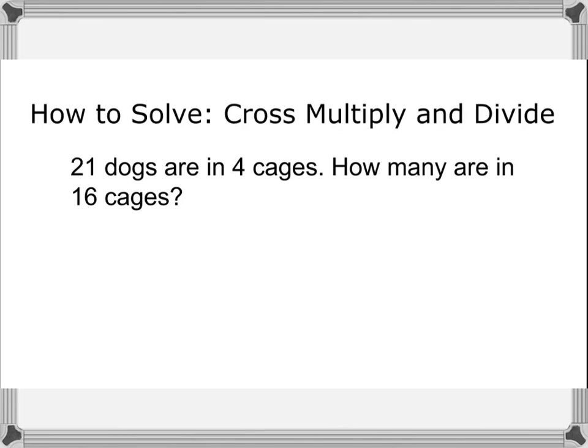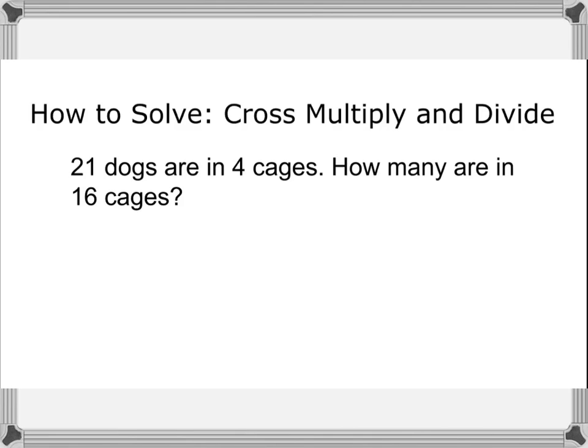So let's look at an example here, and this is going to be one that is easy, but I want you to see the method while the numbers are easy before I show it to you while it's more complicated. So let's look at this problem. We've got 21 dogs that are in 4 cages. How many are in 16 cages?